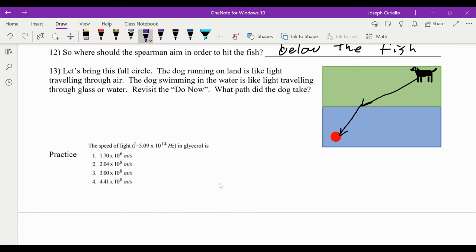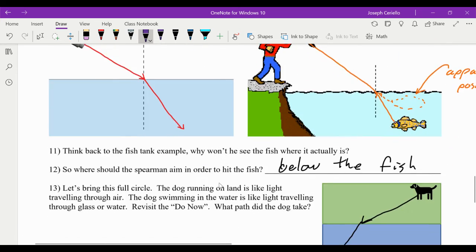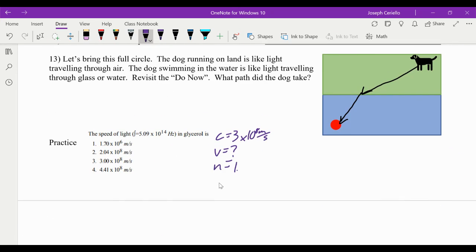Now, just this quick little question here: the speed of light in glycerol. Well, we know that c is going to be 3 times 10 to the 8th meters per second. v is our unknown. And for glycerol, we've got to look at our chart. Let's look at it real quick. Glycerol is 1.47. So n equals c over v. I'll go a little bit quicker with this one. 1.47 equals 3 times 10 to the 8th over v. If you cross multiply, you should get a velocity that's a little bit more than 2. I think it's going to be 2.04. There you have it.